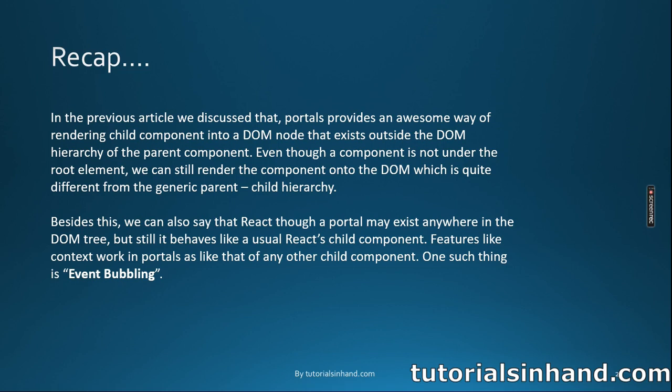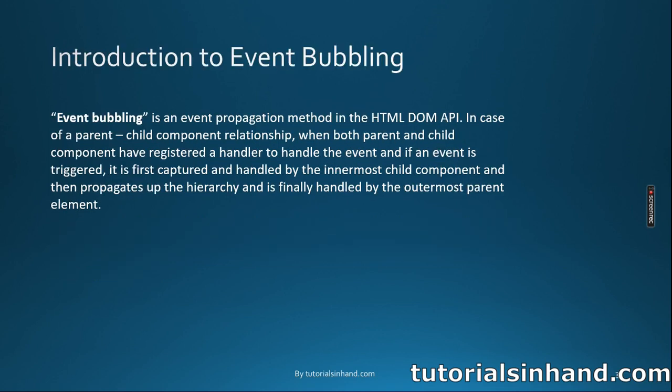So let's see what event bubbling is. Event bubbling is an event propagation method in the HTML DOM API. In the case of a parent-child component relationship, when both parent and child components have registered a handler for the event, and the event is triggered, it is first captured and handled by the innermost child component, then propagates up the hierarchy and is finally handled by the outermost parent element.